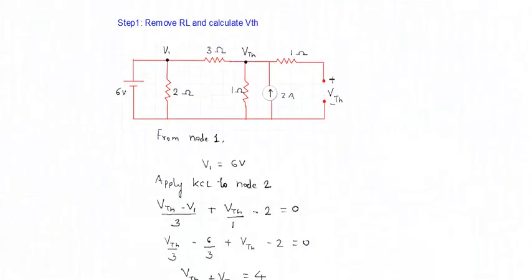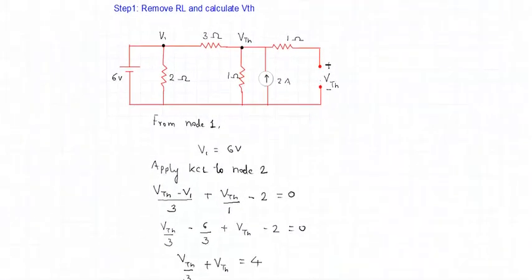So the modified circuit is shown here, wherein the load resistance is removed and there is a voltage which is measured across this terminal, called the open circuit voltage VTH. For this, we need to simplify the circuit. The method chosen is nodal analysis. So two nodes are identified. This is node 1 and this is node 2. And we are going to apply KCL to these nodes.